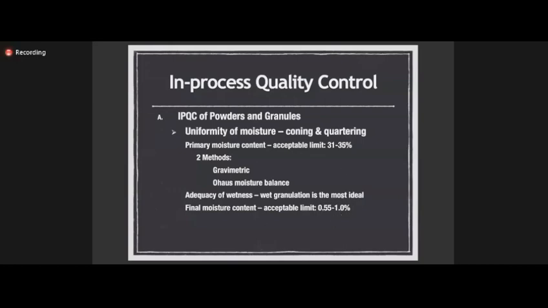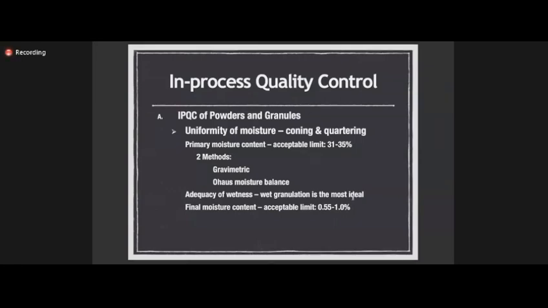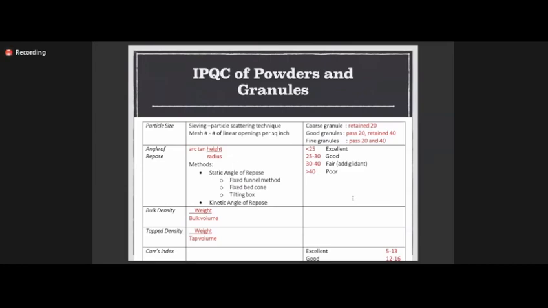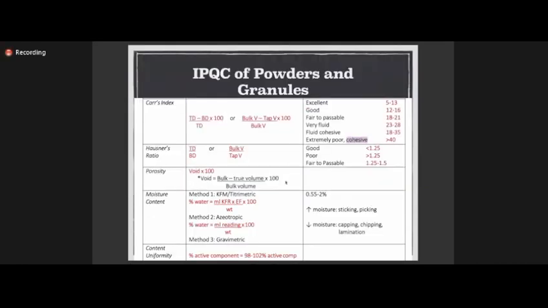Okay? So, ayan. So, from powder, magiging granule via granulation. No? So, wet granulation is the most ideal. But then again, the moisture should be controlled. Okay? So, this is summary ng ating powders and granules in-process quality control. Yan, Hausner's ratio, porosity. So, hindi natin na-discuss si porosity, no? So, basically, bulk volume minus the tap volume times 100 over the bulk volume. Then, sa moisture content, yung Karl Fischer and your content uniformity.